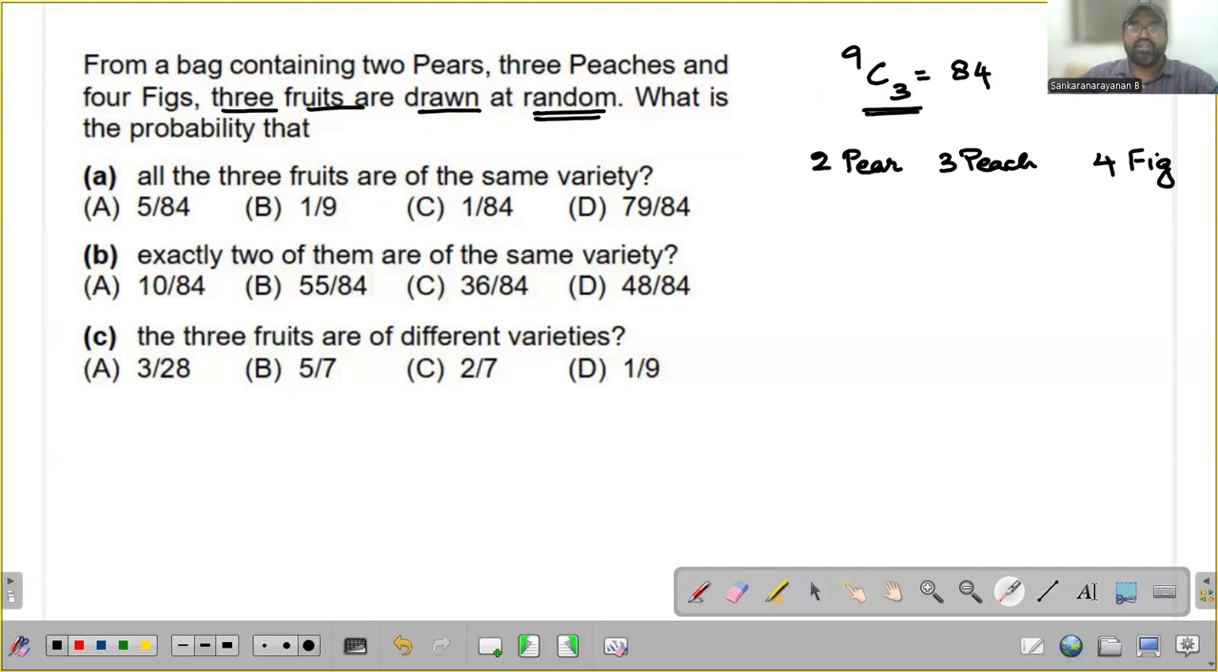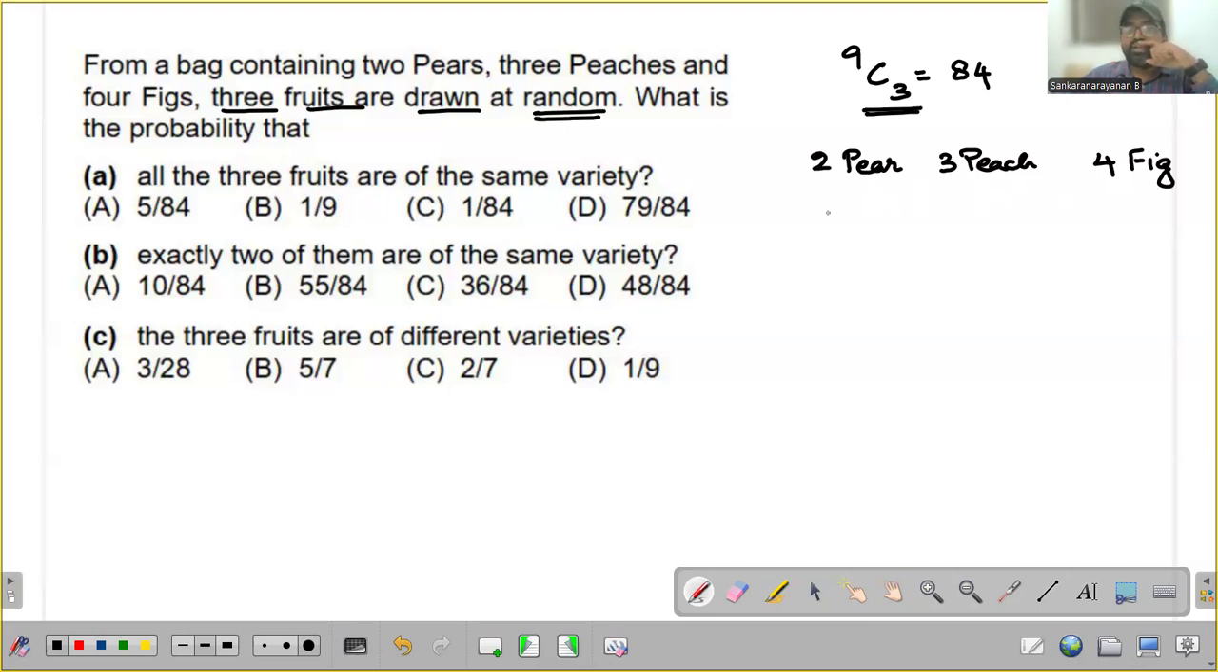Now the question number 1. What is the probability that all the three fruits are of the same variety? Okay. So we can consider 3 peach. Otherwise it could be 3 fig. Pear is not possible because only 2 pears are there. Since you are drawing 3 fruits, all 3 of the same variety, when you are considering, the 2 pear won't come.